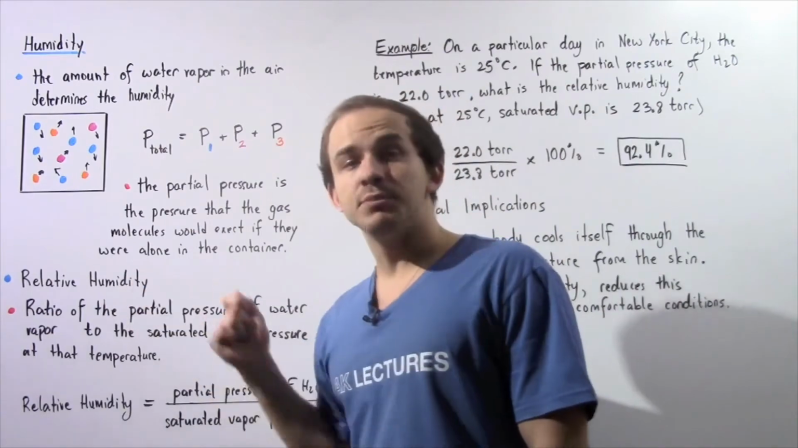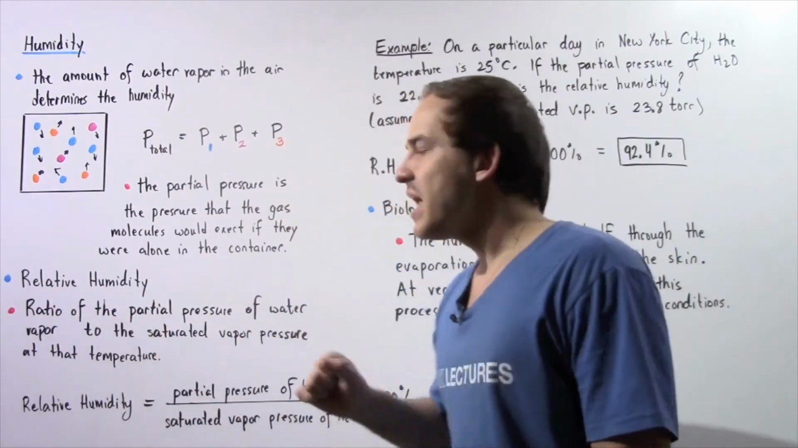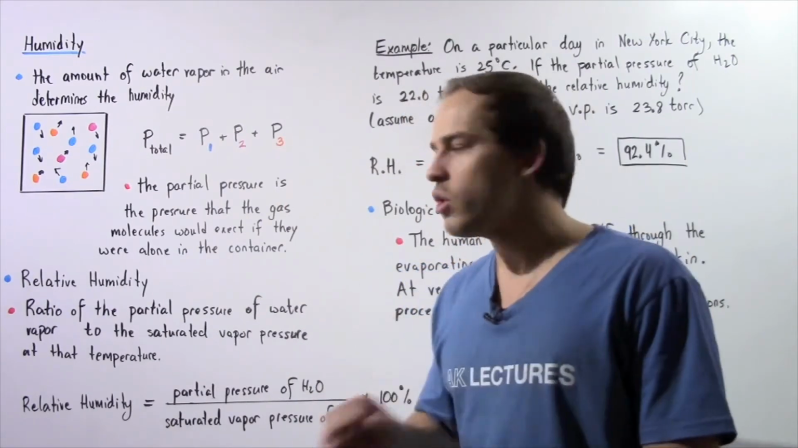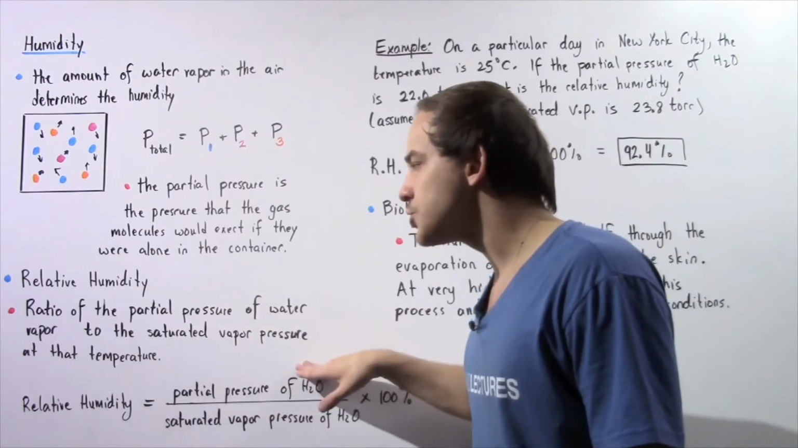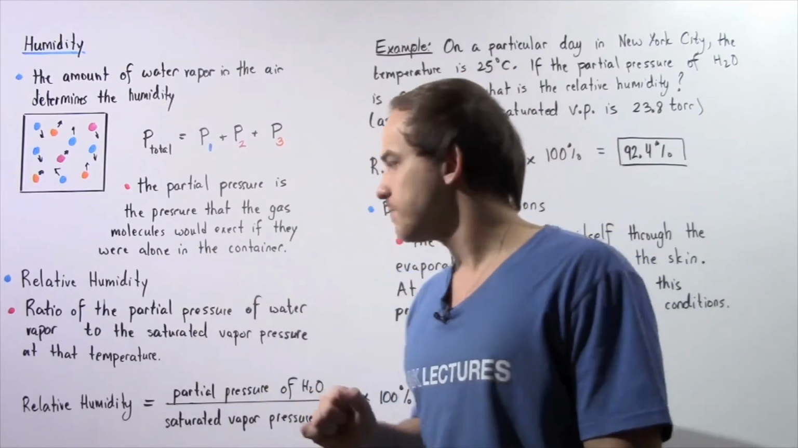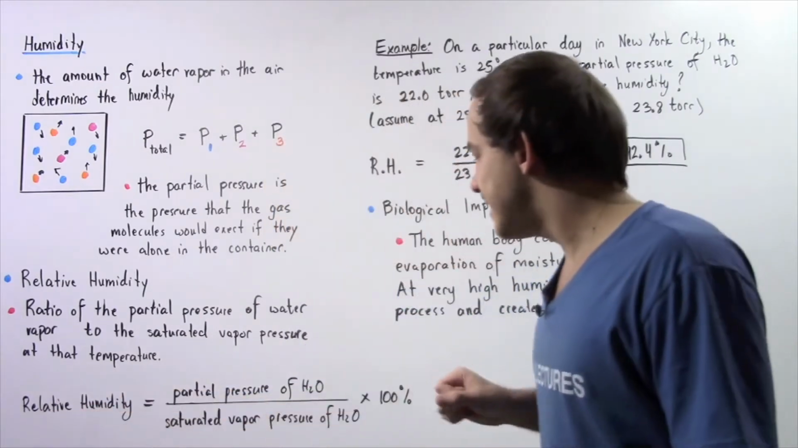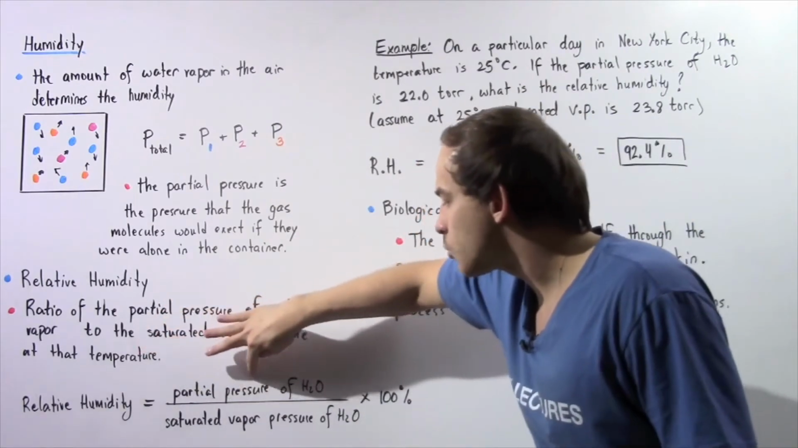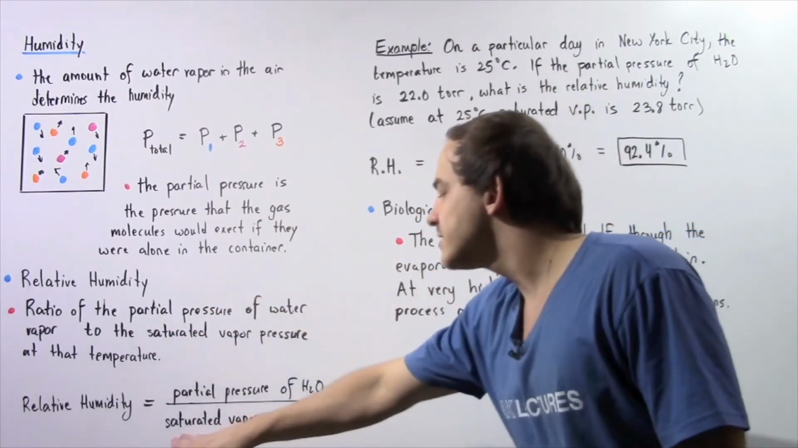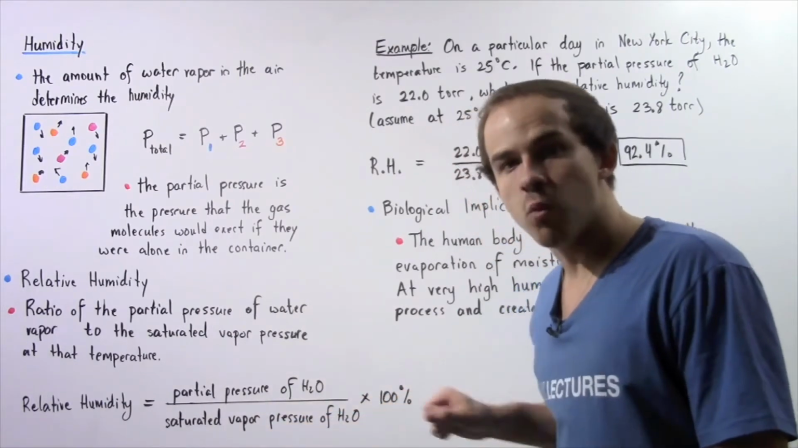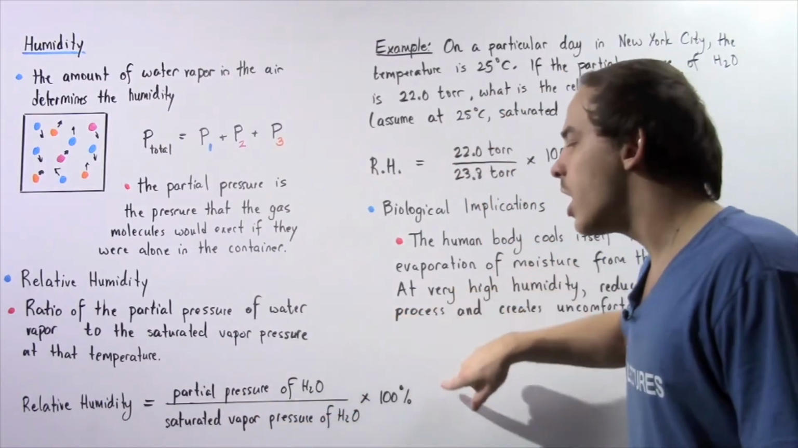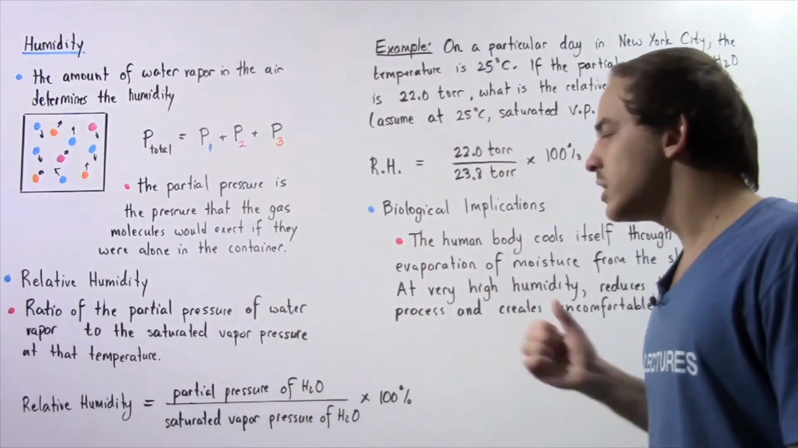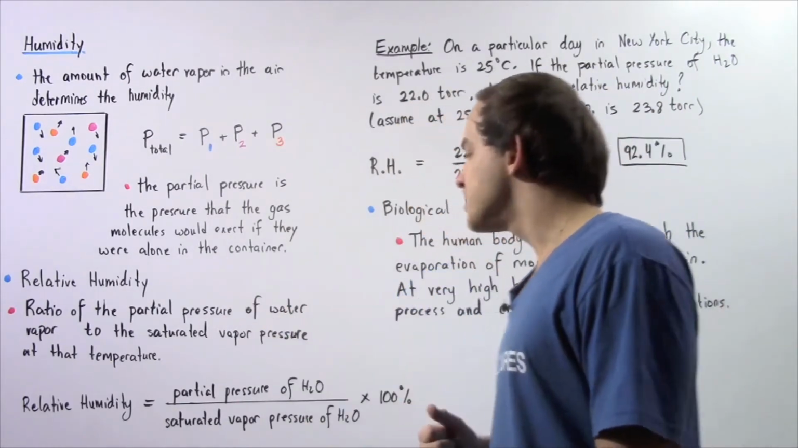So we define something known as relative humidity as the ratio of the partial pressure of the water vapor to the saturated water pressure at that specific temperature. So the relative humidity is given by the following equation. So we take the ratio of the partial pressure of the water vapor to the saturated water vapor pressure of water and multiply that by 100%. So we take the fraction and multiply it by 100 to convert it from fraction to percentage.